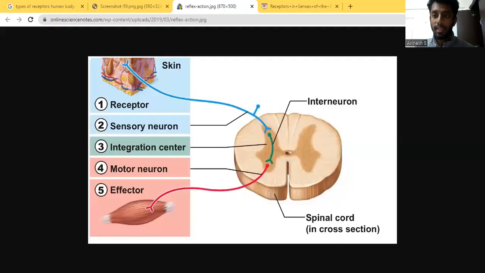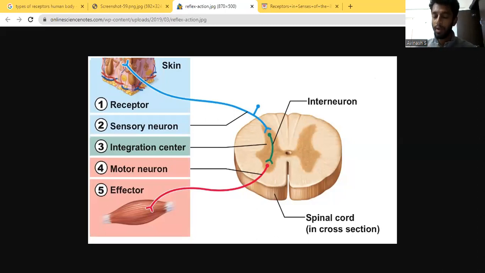So we just saw what are the types of receptors we have. We have photo, phono, olfactory, gustatory, and stigmo. These are the receptors, or the tips of the cells, from which we acquire the information from the outside environment, and we have to respond to it. If we don't respond, it's going to be really harmful for us.